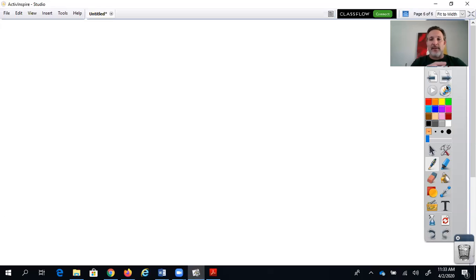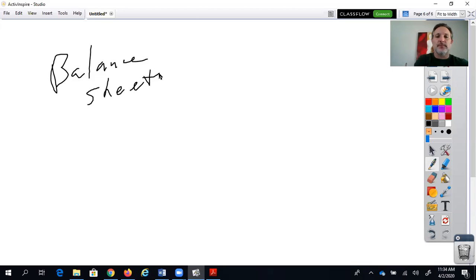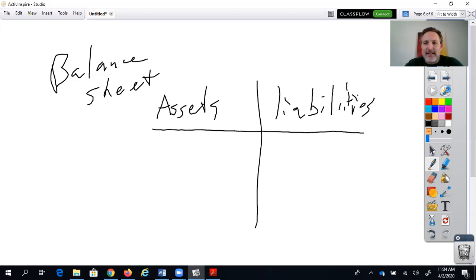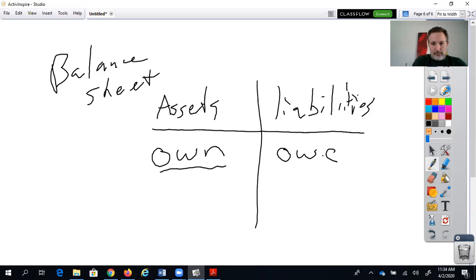Now a balance sheet, which is more important for the AP test that we're studying for. A balance sheet shows, whether it's an individual's balance sheet or a company's, assets and liabilities. What is an asset? An asset is anything you or the business owns. A liability is something you owe.